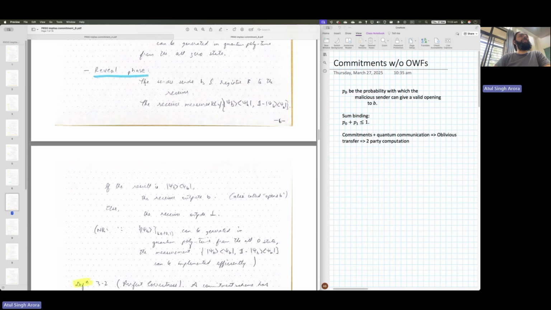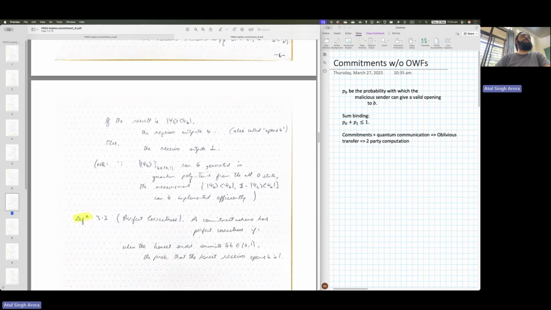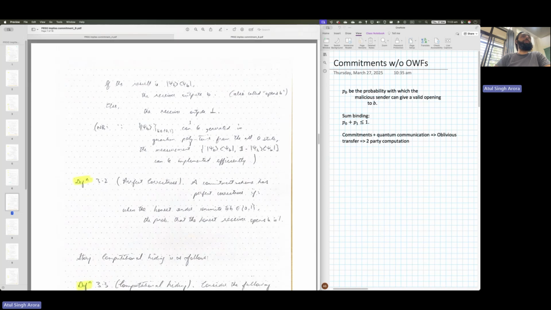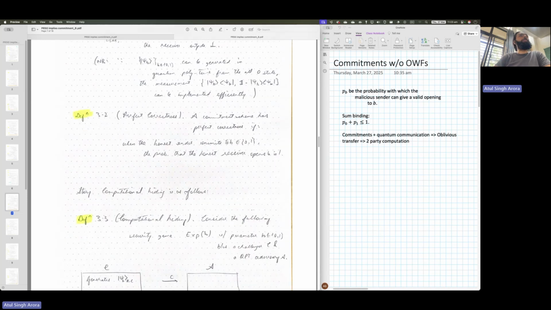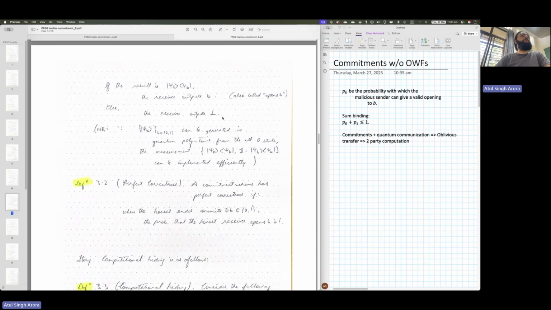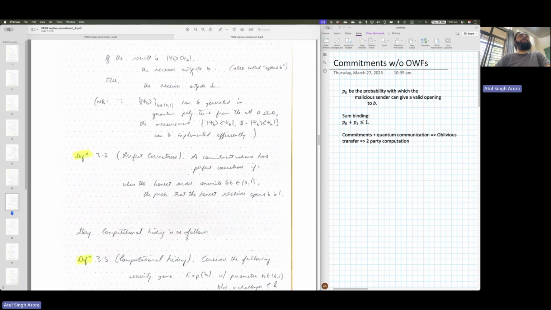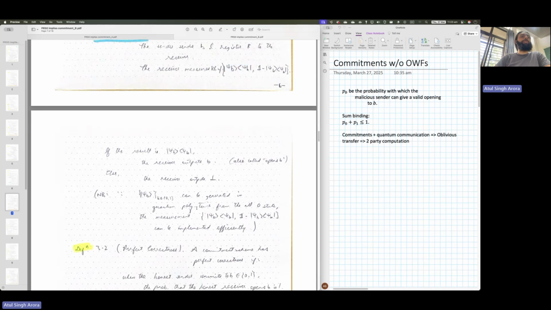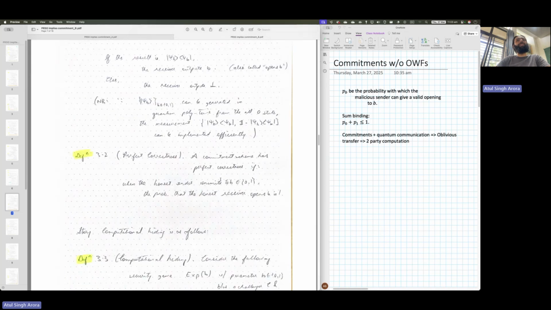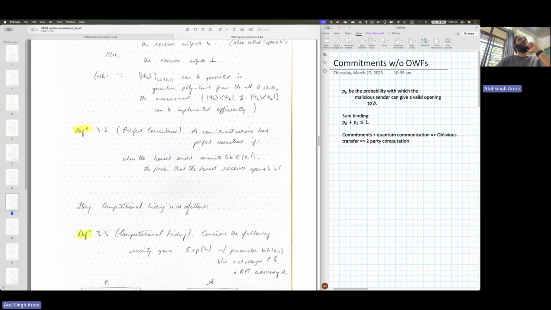Then reveal is the following: the sender sends b together with register R to the receiver, and the receiver is going to measure whether the state was psi sub b or not. If it happens to be psi sub b, the receiver outputs little b, which is the opening. Otherwise, the receiver outputs bot, which rejects the opening. Note that this measurement can also be done efficiently, because you can prepare the state efficiently. You know the unitary that needs to be applied to prepare the state, so you can do the inverse of that unitary and check that you get all zeros, because that's how we generated psi sub b to begin with.